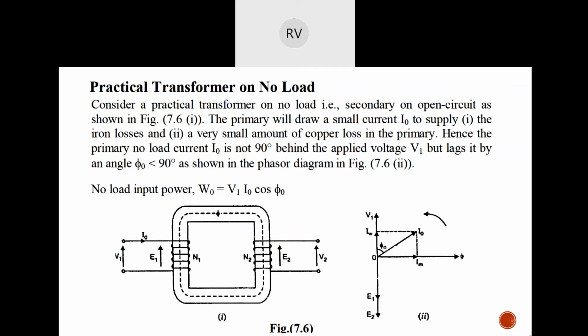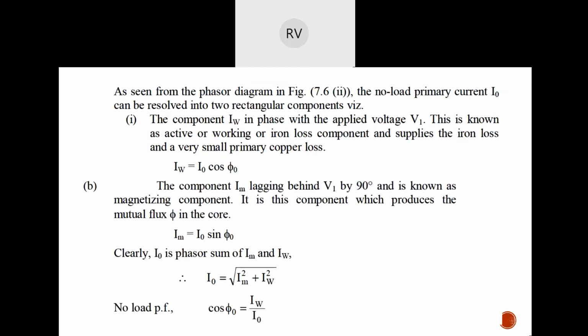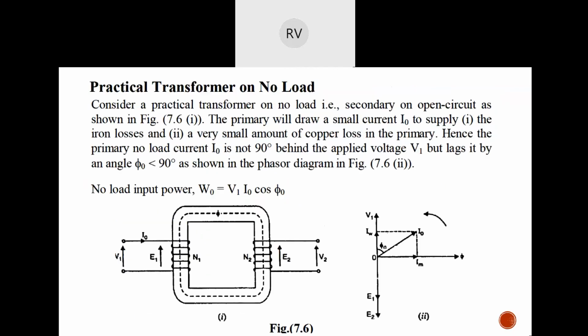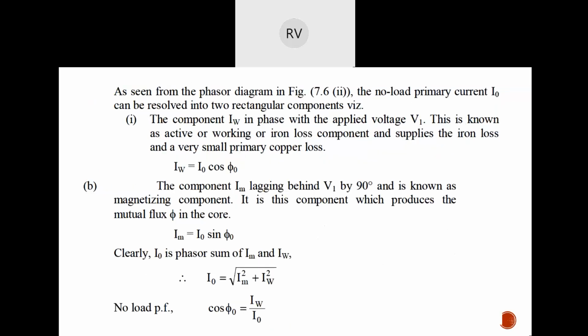Now if you need to know the power factor, you need to take the cos of the angle between them. Here the angle between them is phi naught. So cos phi naught equals adjacent side by hypotenuse, right? Here the adjacent side is IW and the hypotenuse is I naught. So cos phi naught equals IW by I naught.